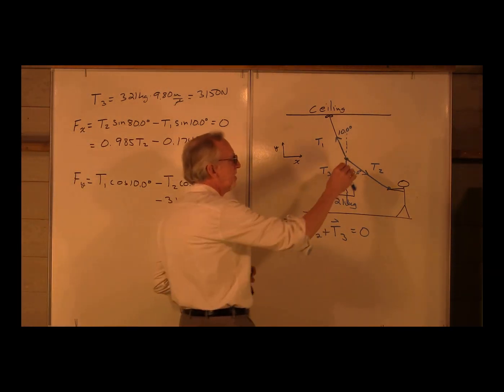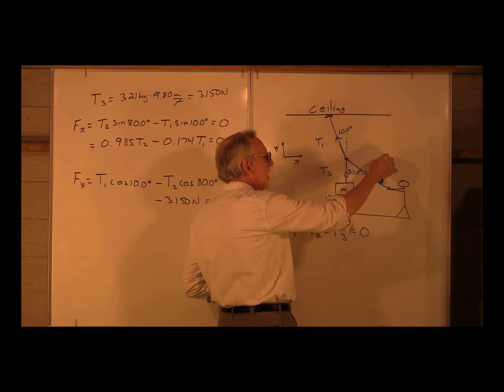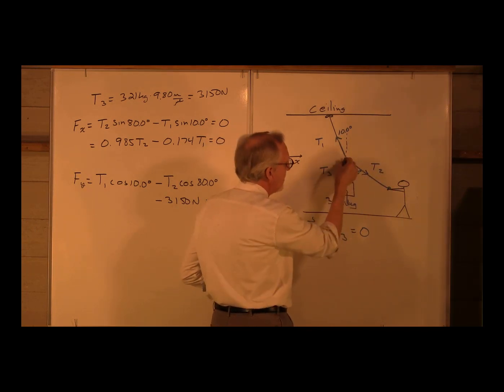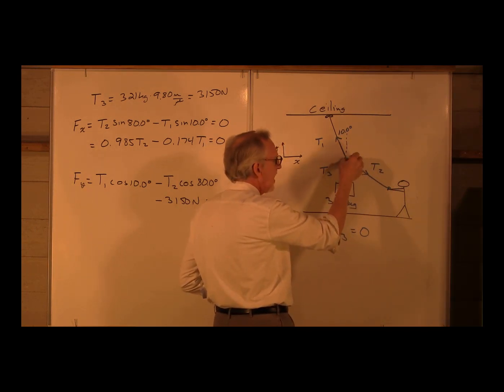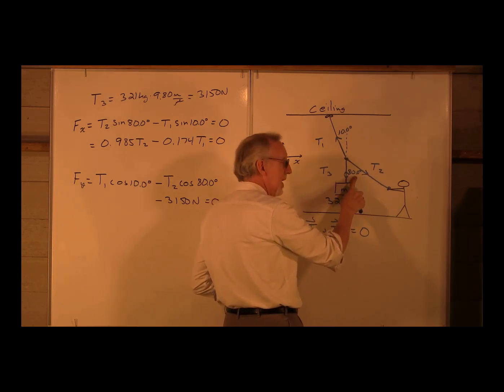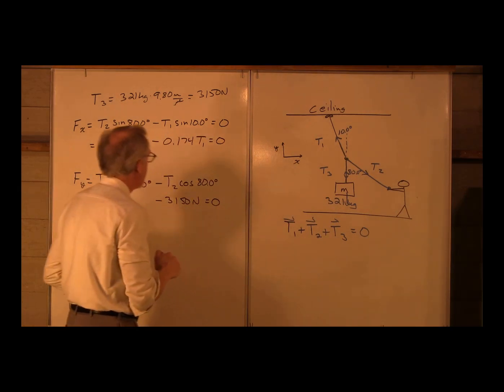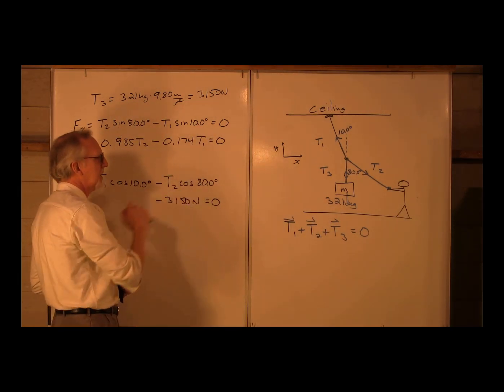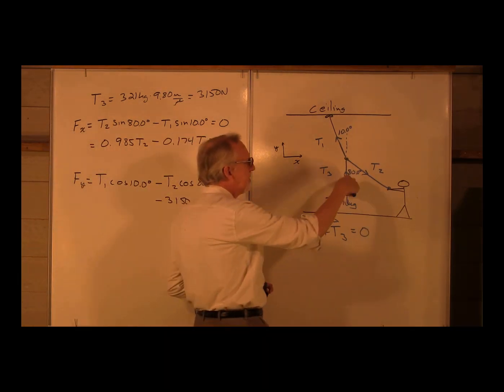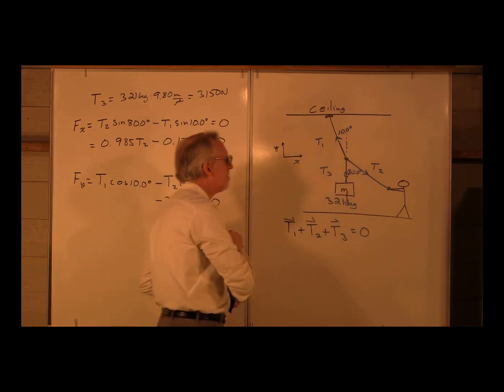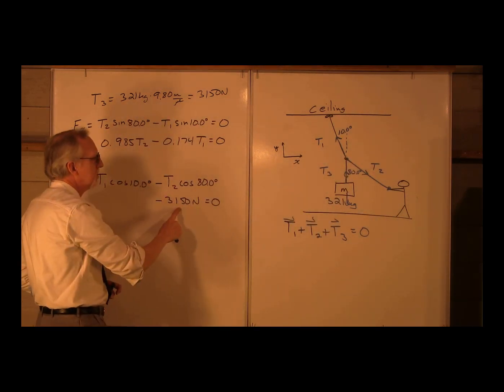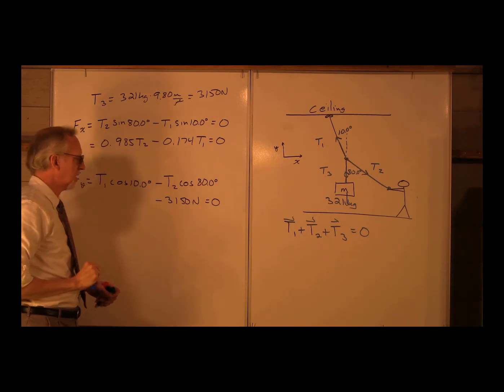The y component of T2, that is the adjacent side, is going to be T2 cosine 80 degrees, but it's in the negative direction. So we have minus T2 cos 80 degrees. And then T3 is pulling down, so we've got minus 3150 newtons, and all of that must equal 0.